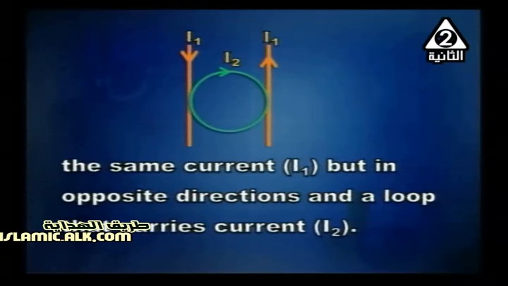Okay, when we've got two wires carrying currents in opposite directions, the field in between the two wires will have the same direction. So the two fields of the wires, in between the two wires, will have the same direction.